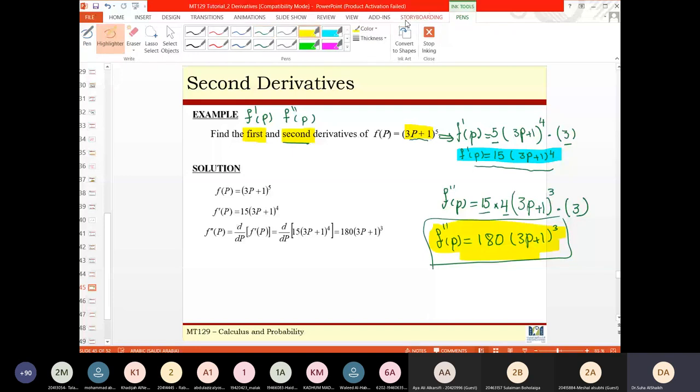What minus 3? This is the 3, with the 4 and with the 15 it's 180. Okay, there is no minus, it's plus 3.